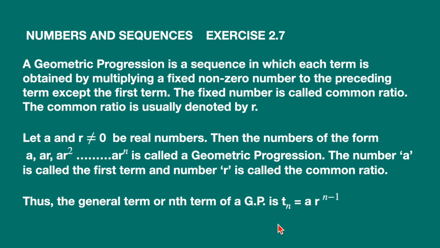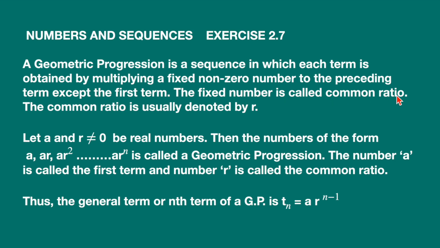We are studying the second chapter, Numbers and Sequences. Today's topic is Geometric Progression. The exercise is 2.7. Let's go to the definition. A geometric progression is a sequence in which each term is obtained by multiplying a fixed non-zero number to the preceding term except the first term.